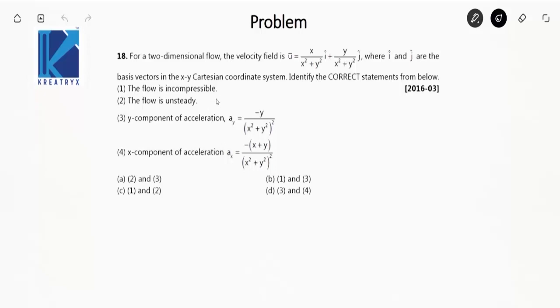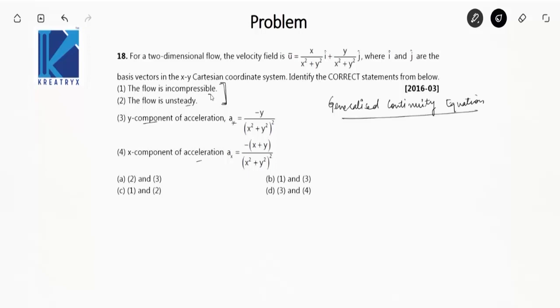The flow is incompressible, the flow is unsteady. You have to find the y component of acceleration and the x component of acceleration. For these first two statements, let's write the generalized continuity equation. I think I have derived this result in previous videos also, but let's do it again.